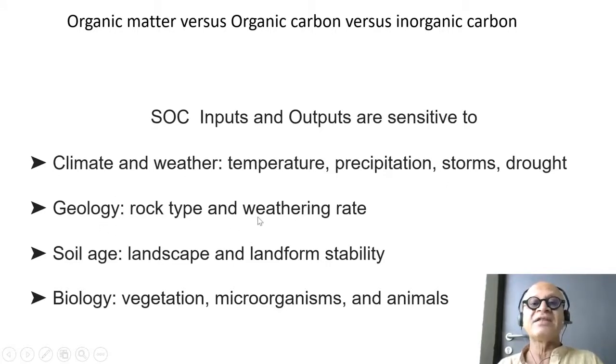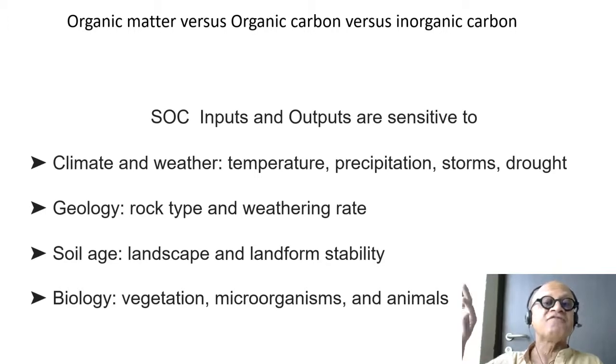Geology, the rock types and the weathering rates, amount of rain, for example, or amount of vegetation, root depths, and so on. Soil age, landscape and landform stability. So the slopes and the vegetation on the slopes, amount of rain. In India, for example, Western Ghats and the Himalayan foothills can have very steep slopes and thick vegetation, which should actually stabilize the slopes. But if you deforest them or you put monocultures on them like rubber, then the same amount of rain can induce landslides and loss of soil organic carbon as opposed to natural vegetation.